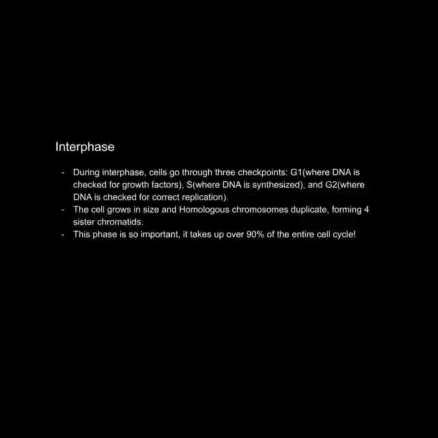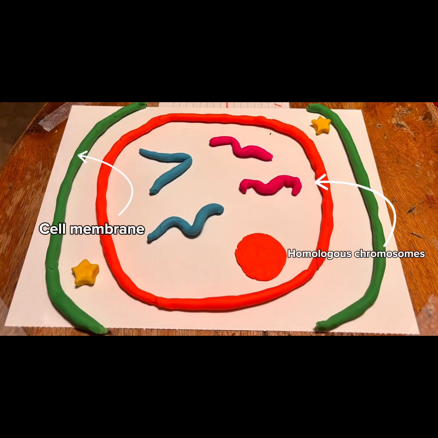We start with a diploid cell, which later becomes a haploid cell. First, it starts with interphase. The cell grows larger in preparation for prophase 1. The pink is the DNA you get from your mom, and the blue is from dad. During S phase, the chromosomes replicate.